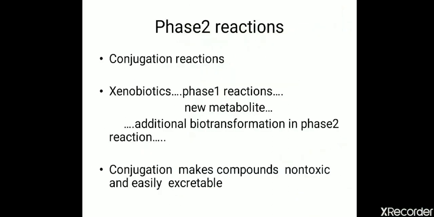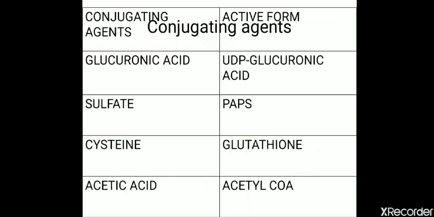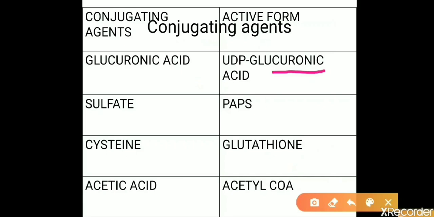So in phase 2 reaction, the phase 1 metabolite undergoes conjugation with a water soluble compound, so that they are converted into hydrophilic compounds, so that they can be easily excreted from our body. Coming to the conjugating agent and their active form. In case of glucuronide conjugation, the active form of glucuronic acid donor is UDP glucuronic acid. So UDP glucuronic acid is the glucuronic acid donor in glucuronide conjugation. And in sulfation reaction, phosphoadenosine phosphosulfate is the sulfate group donor.